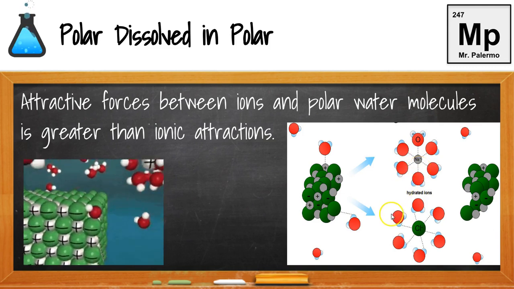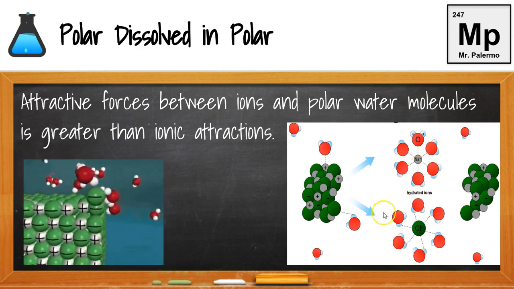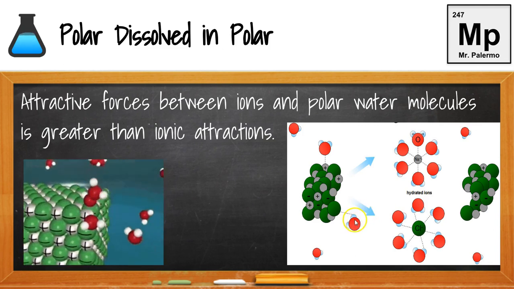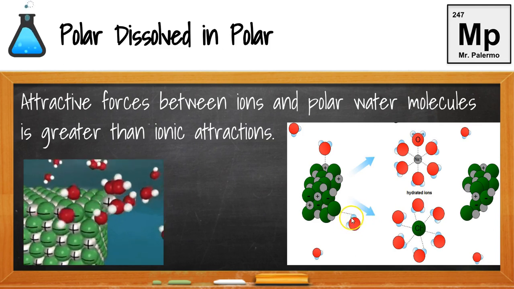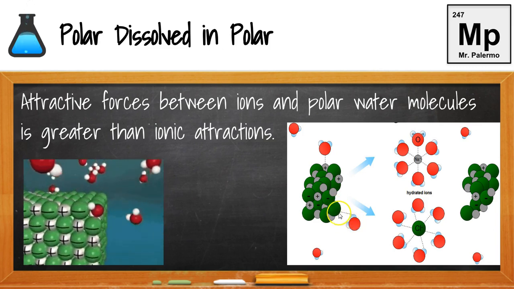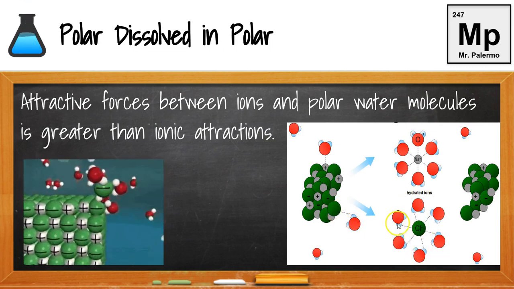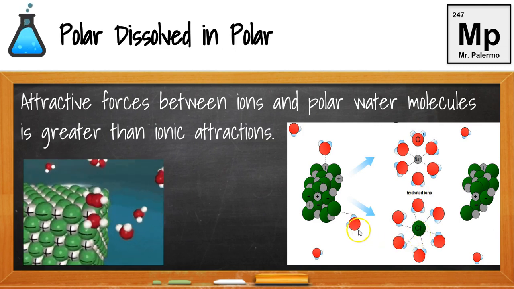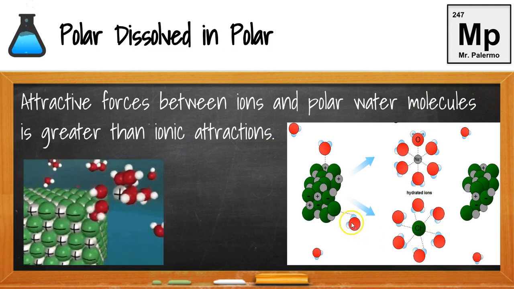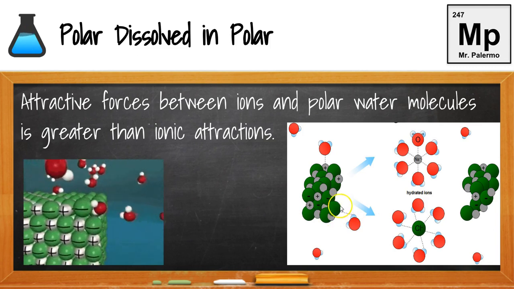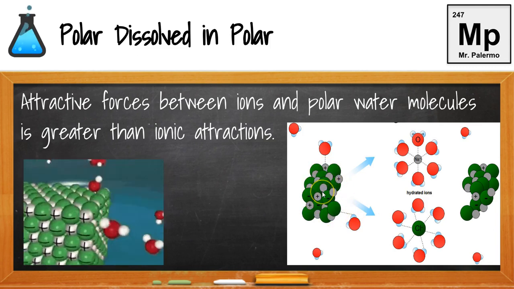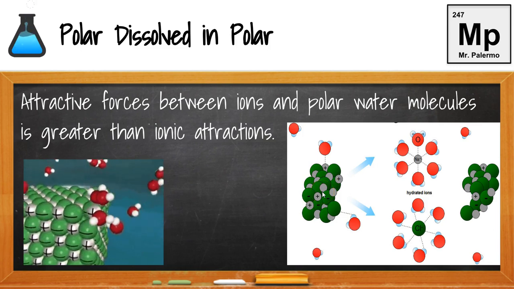And the same thing happens with the chloride ion, but it's opposite. The other end of the water molecule, the slightly positive end, that's the hydrogens, they attract the negative chlorine ion, and they will surround that, making a molecule ion attraction here. So again, the attractive forces between the water molecule and these ions are greater than the ionic attractions holding the ionic substance together. And that's why it can be pulled apart.